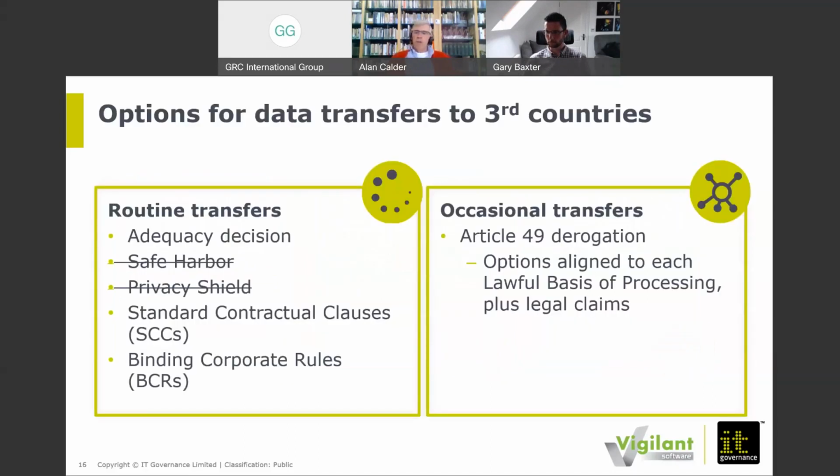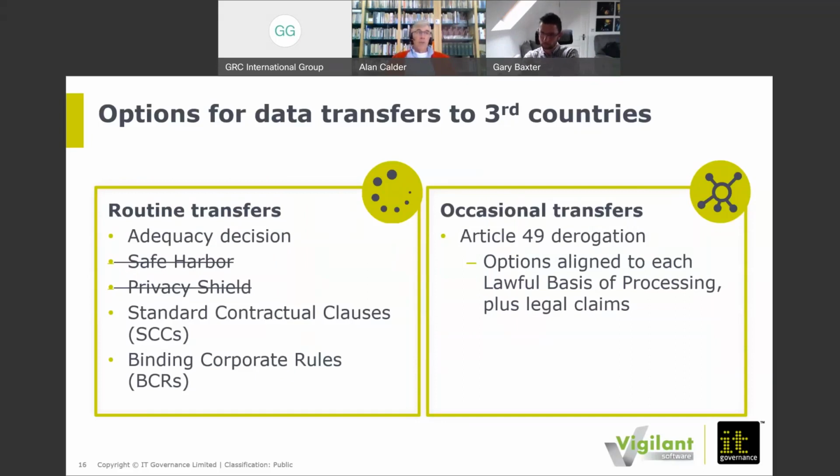Remembering the very broad definition of processing where GDPR is concerned. Processing isn't simply the storage of data or the manipulation of data. It includes somebody being able to access data from within a third country. So being able to read data from within the US is part of the definition of processing within the US.